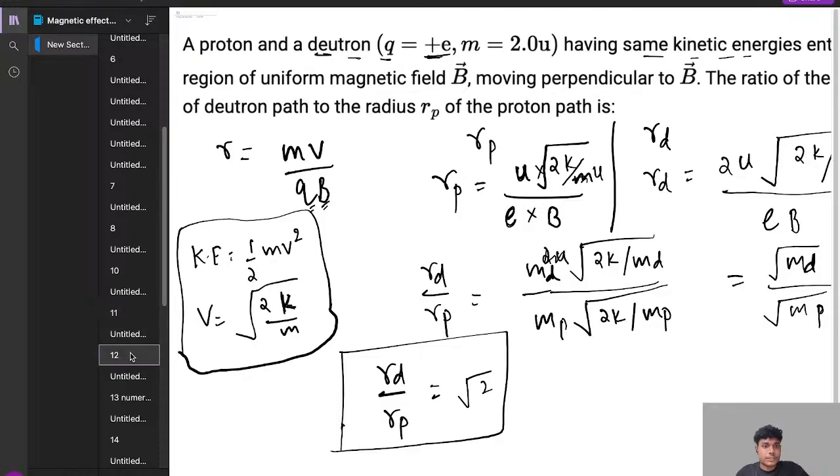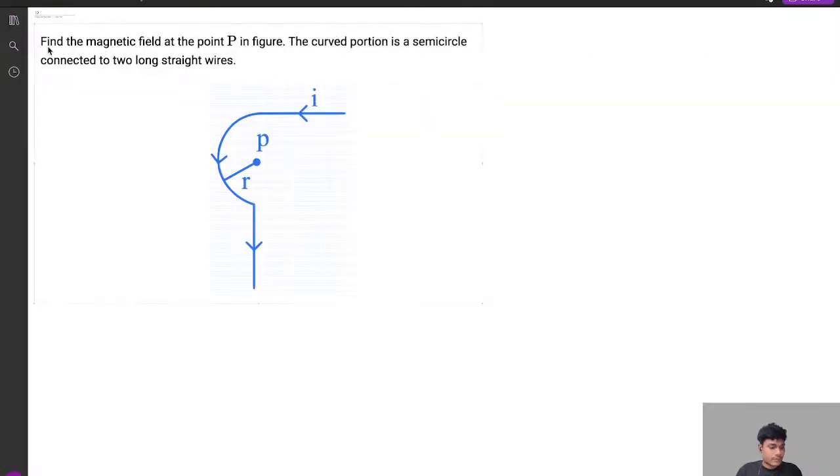Question number 12. Okay. Now move to the next question. Find the magnetic field at the point P in figure. The curved portion is a semicircle connected to the two long straight wires. Okay, so here is our one wire, means end here, and this is parallel to this.